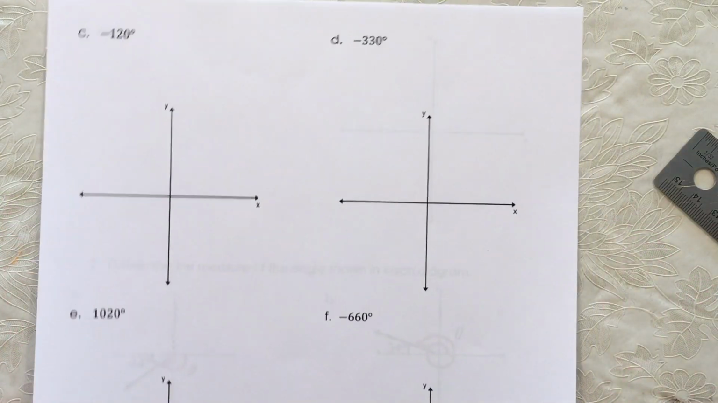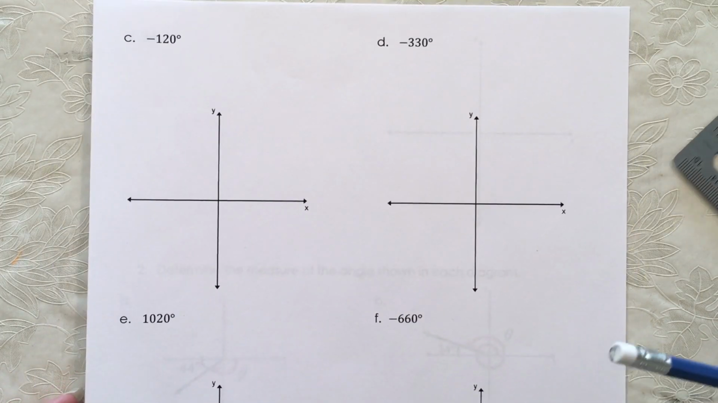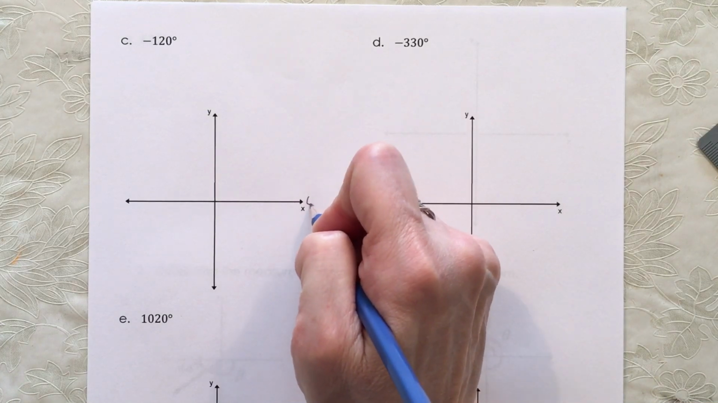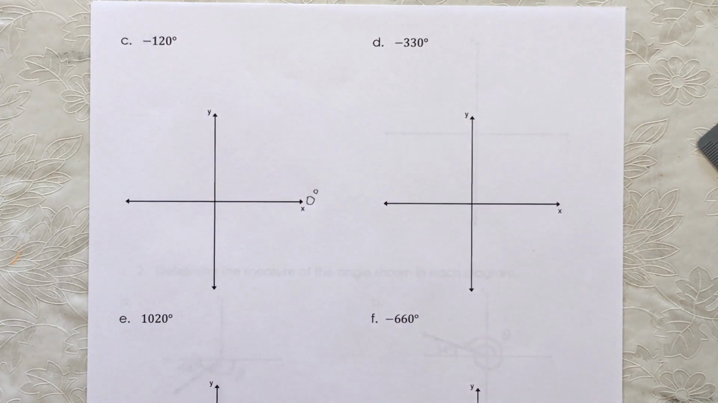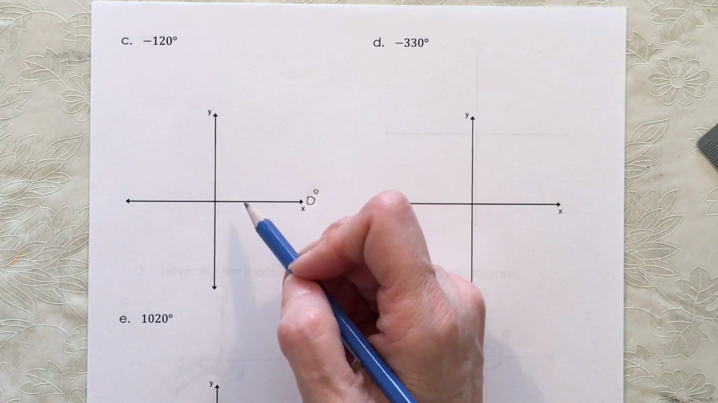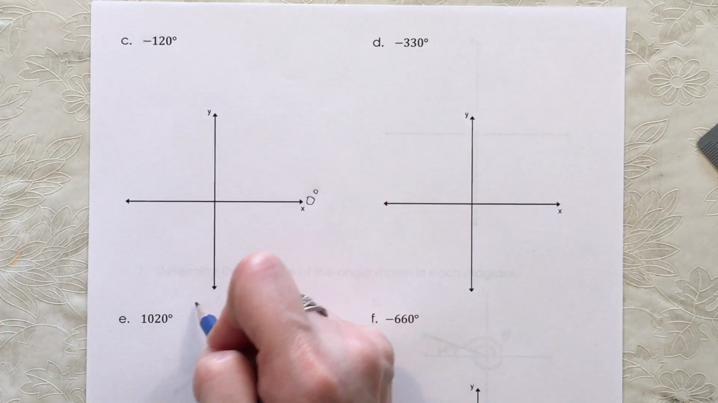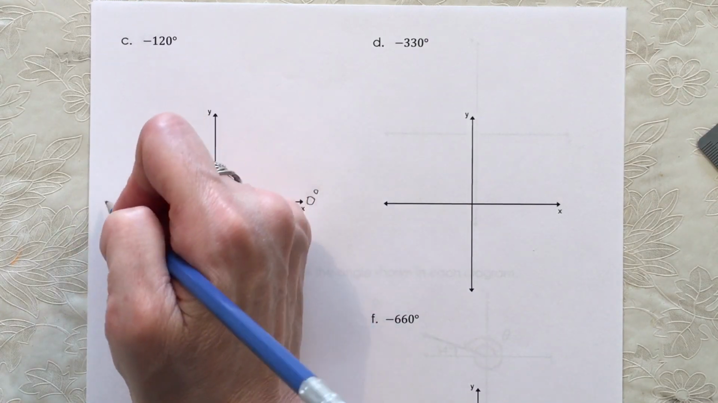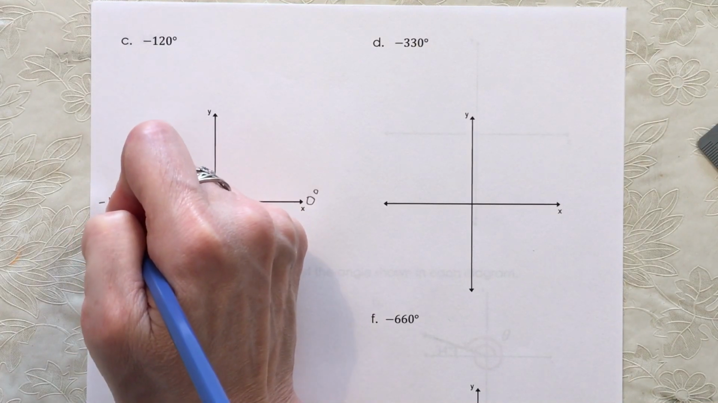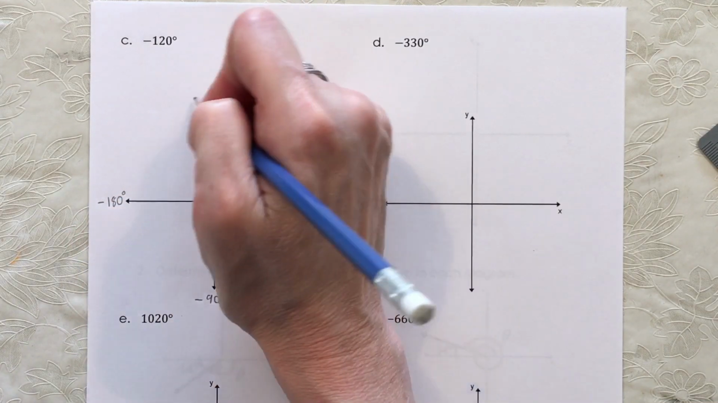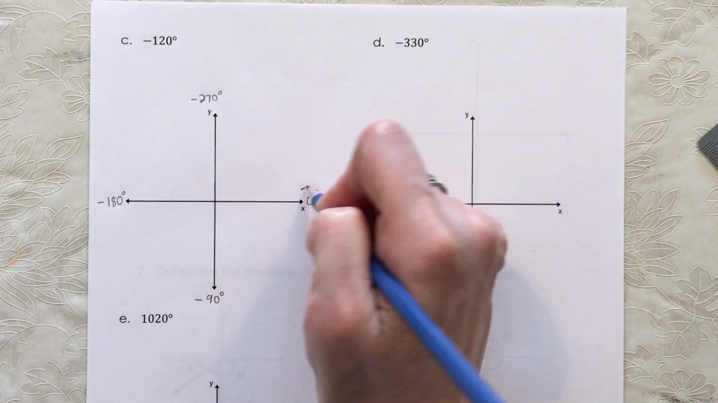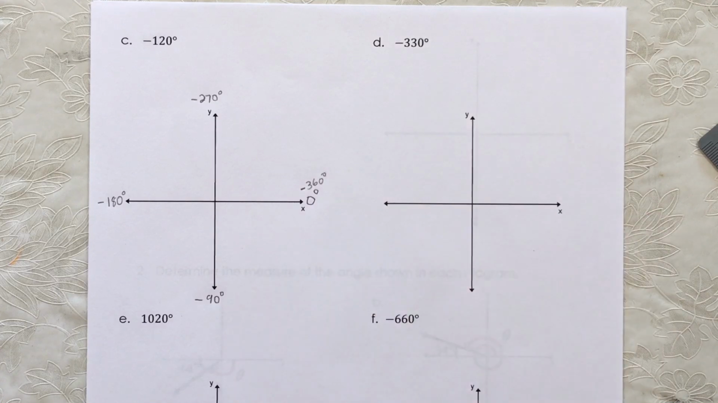So here for the first time we've got a negative angle to draw, negative 120 degrees. Zero is still going to be in the same spot, the positive x-axis. For a negative angle, instead of going counterclockwise, you go clockwise. So this is going to be negative 90 down at the bottom, then negative 180 degrees, going this way around, negative 270, and then back to 0 would also be negative 360 degrees.